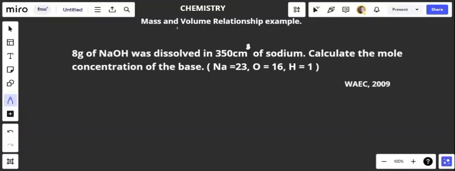In chemistry, under mass and volume relationship, it says 8 grams of sodium hydroxide was dissolved in 350 cm cube of solvent. Calculate the mole concentration of the base.